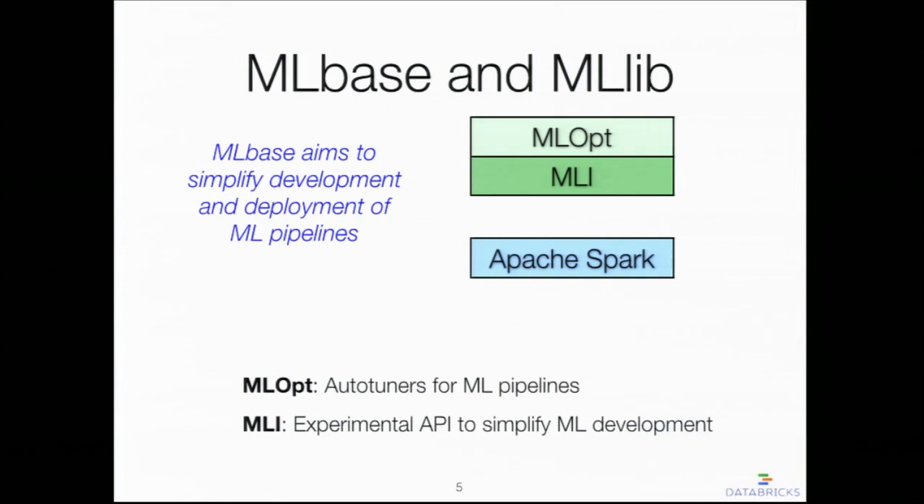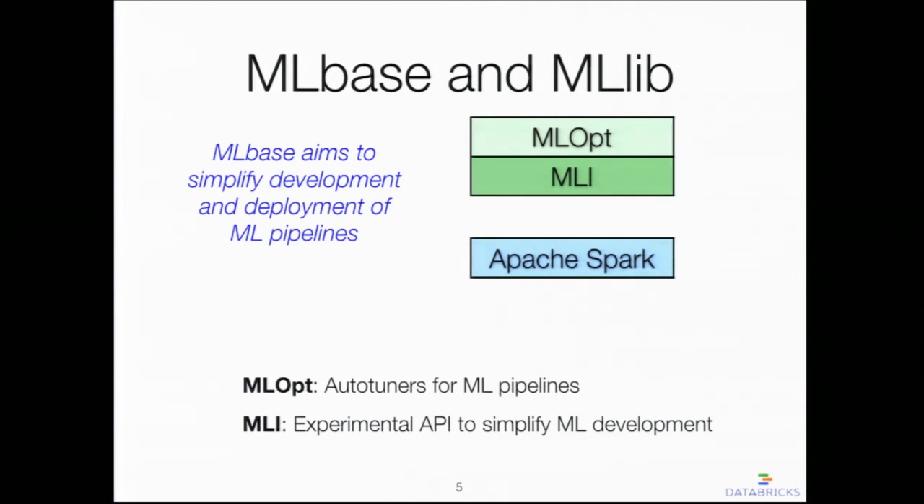So instead of a machine learning developer having to implement things in terms of just bare-bones MapReduce, for instance, we want to expose higher-level primitives, tables, matrices, and underlying convex optimization primitives to make development easier. On top of that, we wanted optimizers to auto-tune machine learning pipelines. So there's a lot of different algorithms for classification, regression, and other types of machine learning problems.